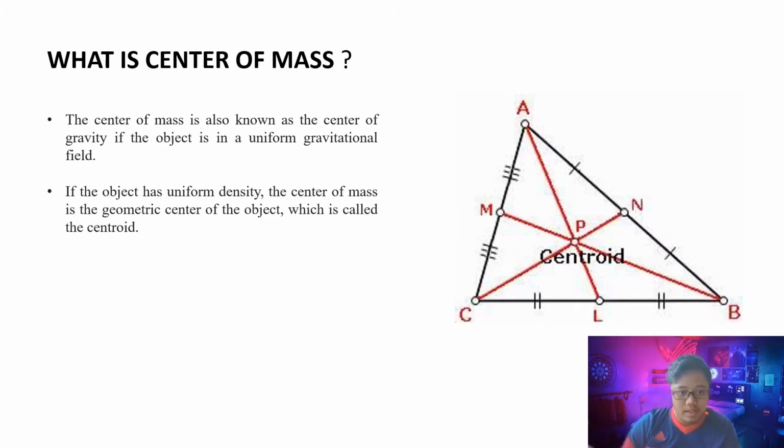What is center of mass? The center of mass is also known as the center of gravity if the object is in a uniform gravitational field. If the object has a uniform density, the center of mass is the geometric center of the object, which is called the centroid.